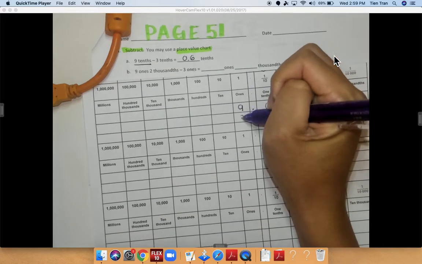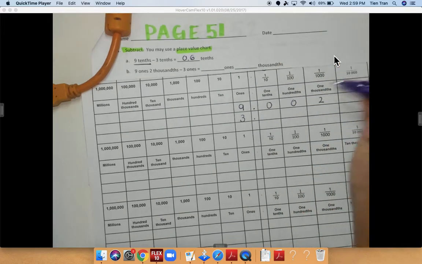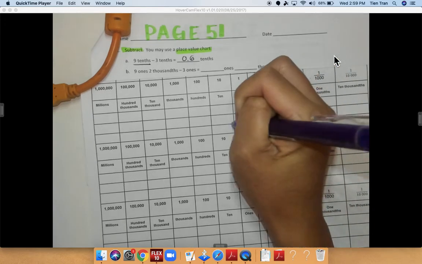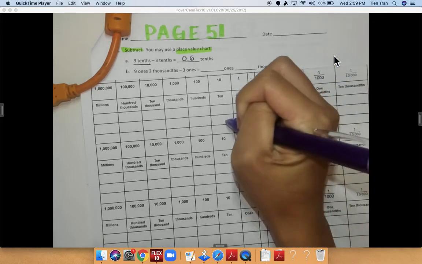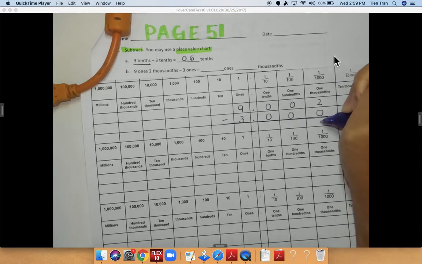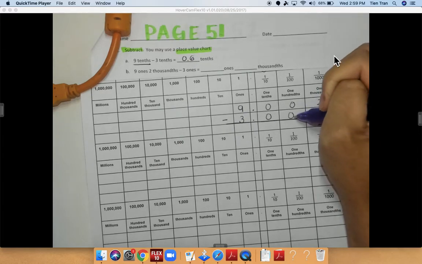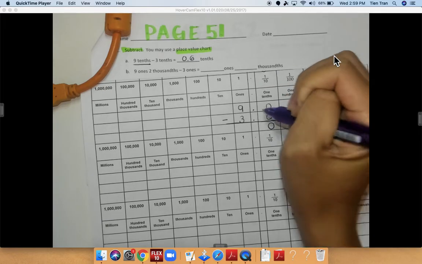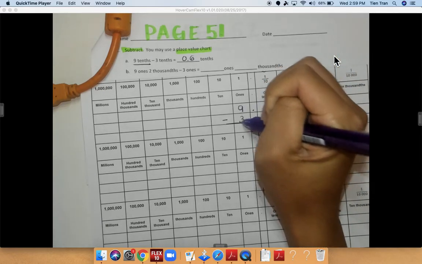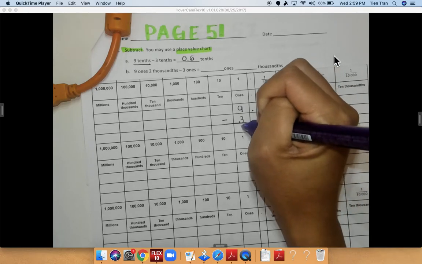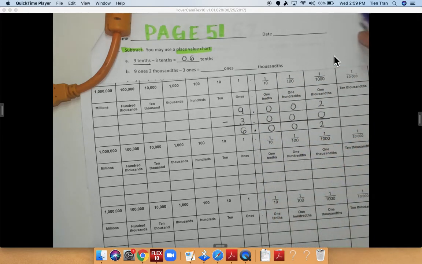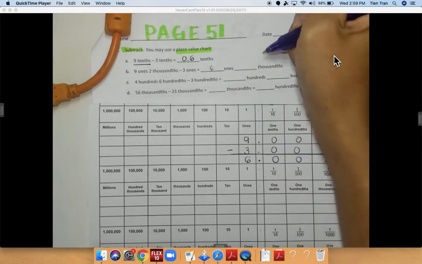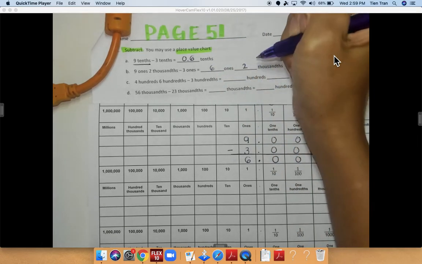So I'm going to subtract 3 ones. It helps me to add the zeros at the end so that I can see exactly what I am subtracting. 2 minus 0 is equal to 2. 0 minus 0 is equal to 0. 0 minus 0 again is equal to 0. Bring down my decimal. 9 minus 3 is equal to 6. So I have 6.002. That means I have 6 ones and 2 thousandths.